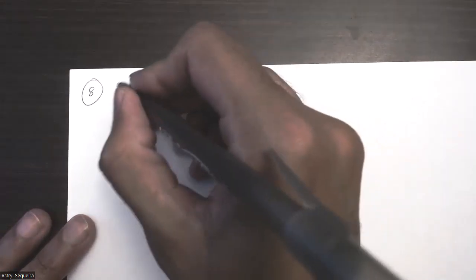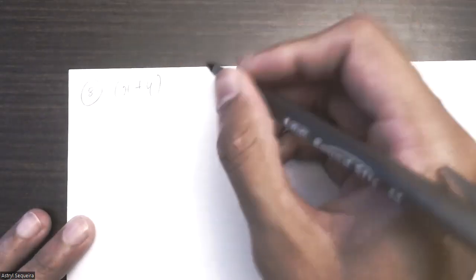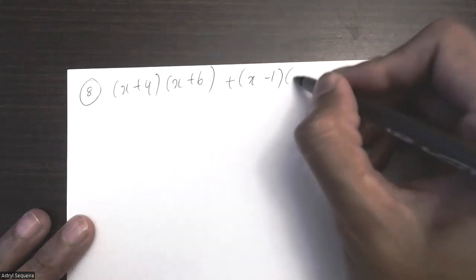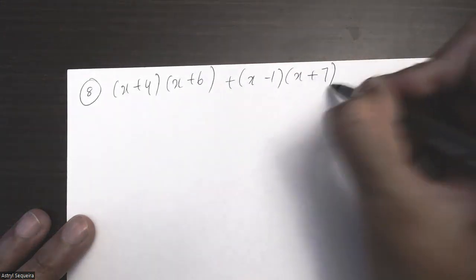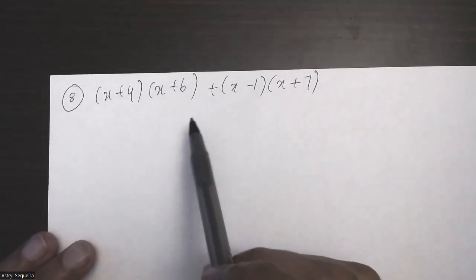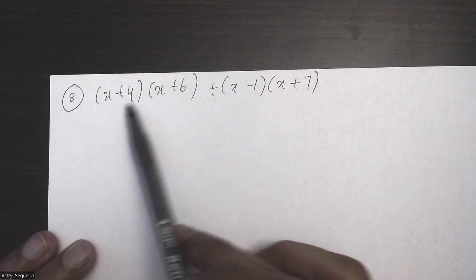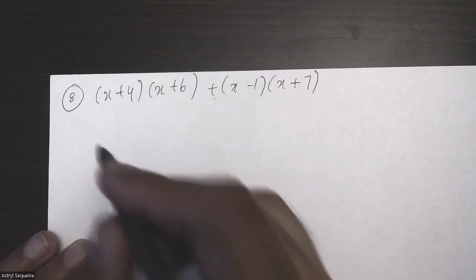All right. Now I'm going to get to some even slightly harder questions. Let's start with the next one over here. So this one we have (x plus 4) times (x plus 6) plus (x minus 1) times (x plus 7). So I picked the easiest of these harder questions. Now if you have a plus sign here, this is pretty easy. We're just going to FOIL out each of them separately.